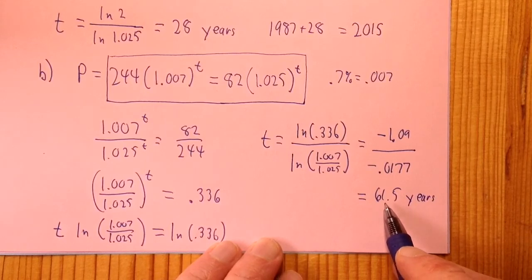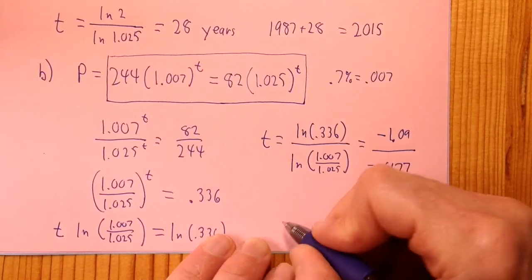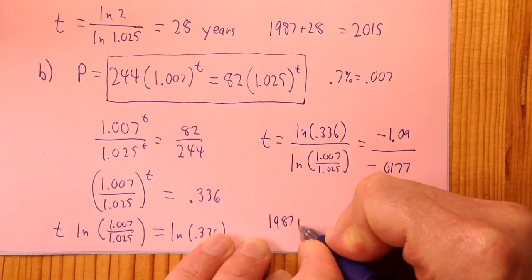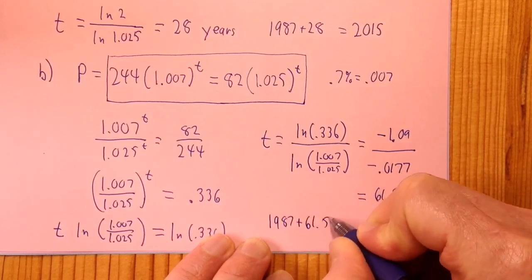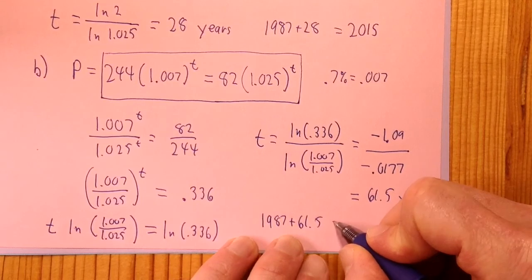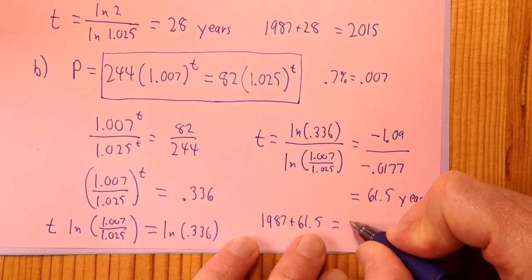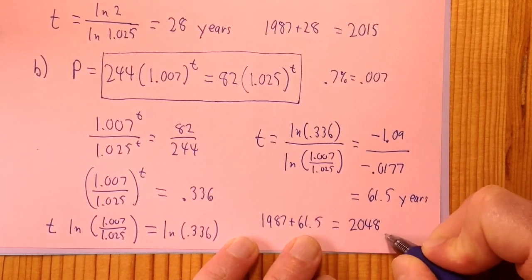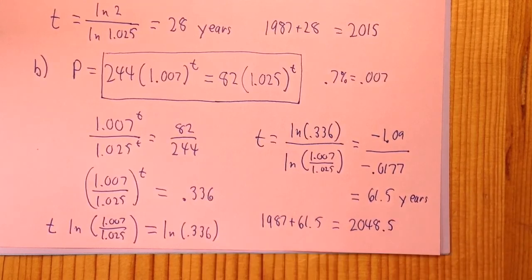So what year is that? It's starting in 1987, so the year is 1987 plus 61.5, which is, and I don't feel like doing this in my head, I get 2048 and a half. So yeah, 2048 and maybe halfway through the year. Which is, I think, the answer that they get too. So, hooray, the book did it right. Good for them. All right, so that's the basic idea.